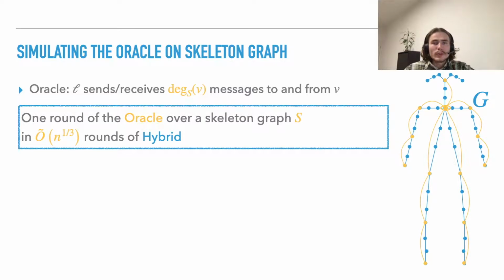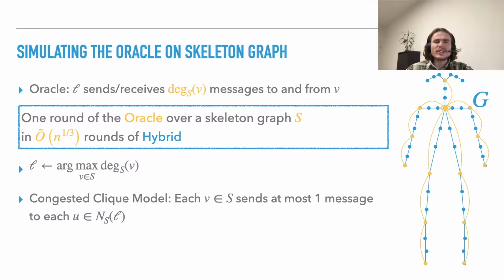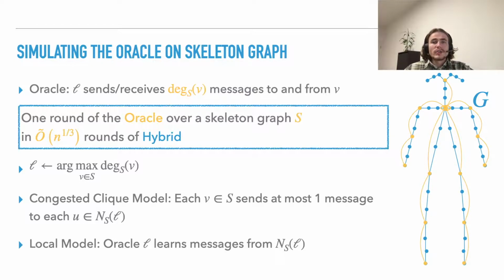To simulate this model, we use the simulations of the congested clique and local model I talked about before. So first we select the oracle as the node with the maximum degree in the skeleton graph. Notice that the degree here is correlated with the density of the neighborhood. Hence, it's also correlated to the access of the node to the global edges. And then we use the congested clique model so that each skeleton node sends at most one message to each one of the neighbors of the oracle. Finally, we use the simulation of the local model over the skeleton graph for the oracle to learn the messages its neighbors received.